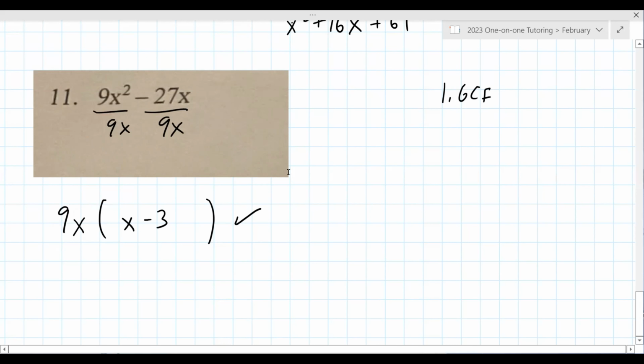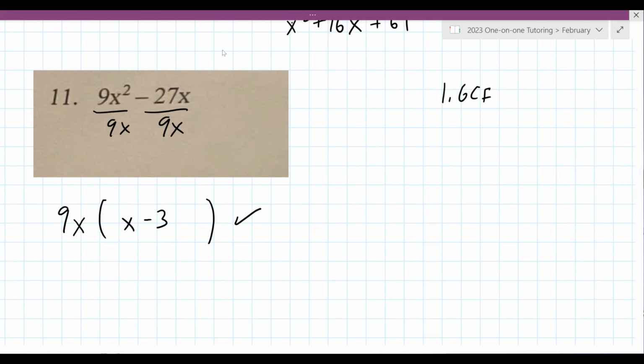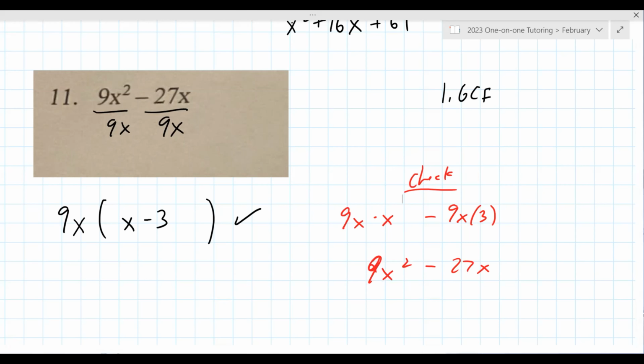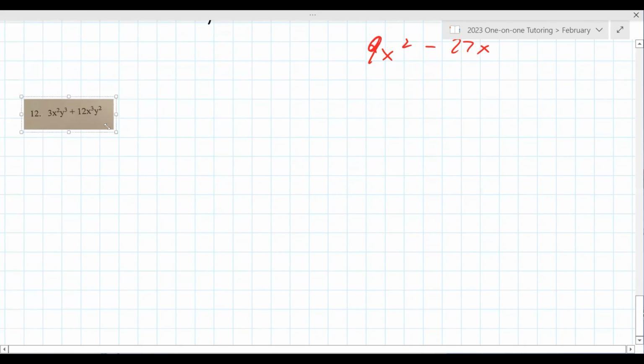Now, if you have time on the test, you can multiply in. You could do 9x times x minus 9x times 3, and it'll give you 9x squared minus 27x. This is your check. If you have time. I would do all the problems and then decide how I felt afterwards.